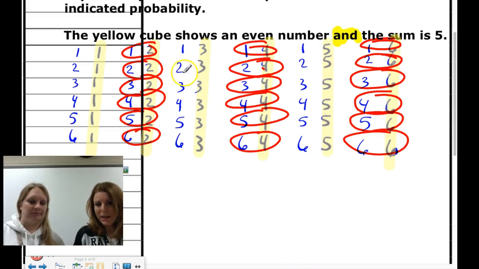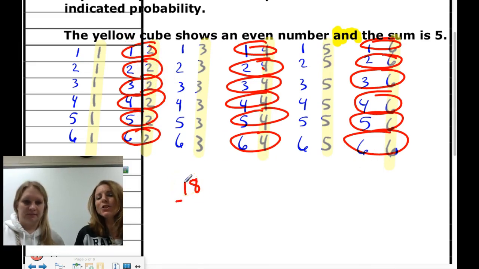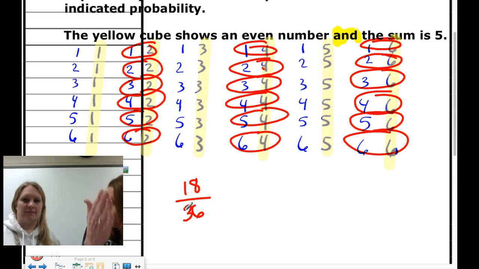How many are there? 1, 2, 3, 4, 5, 6. There's 3 rows of 6, so that's 18. And how many total? 36. Yes. That's our first probability, the probability A that we talked about in the formula.